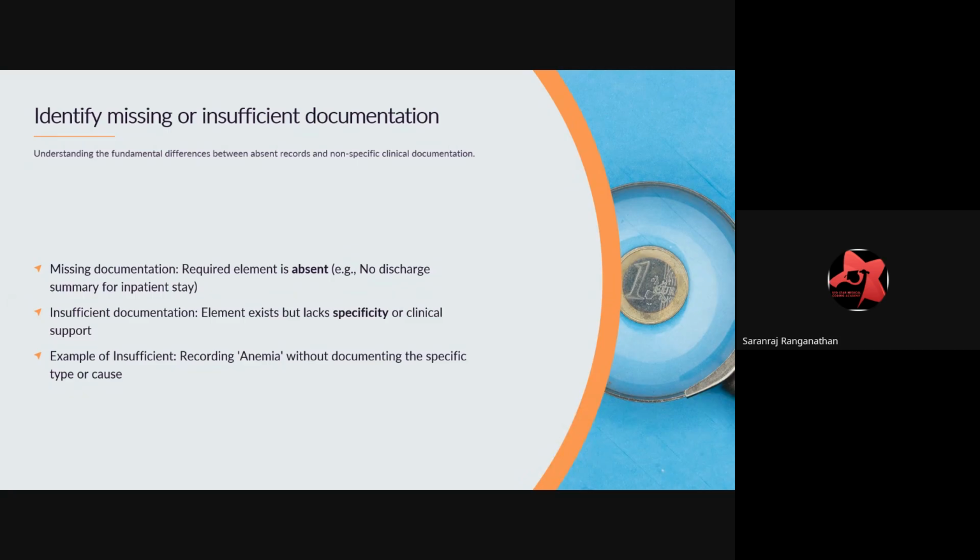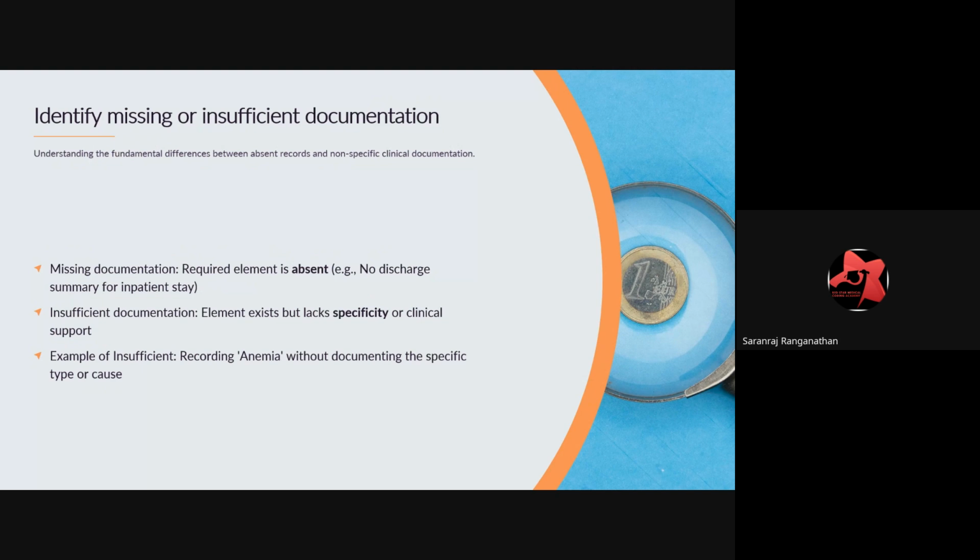Identify the missing or insufficient, whether it is completely missing or the physician has not documented it. How can I understand that? That is what they're trying to give a clear picture of here. If you see missing documentation, the required element is absent, for example, no discharge summary for the inpatient stay. So it says very clearly, this documentation is not available.